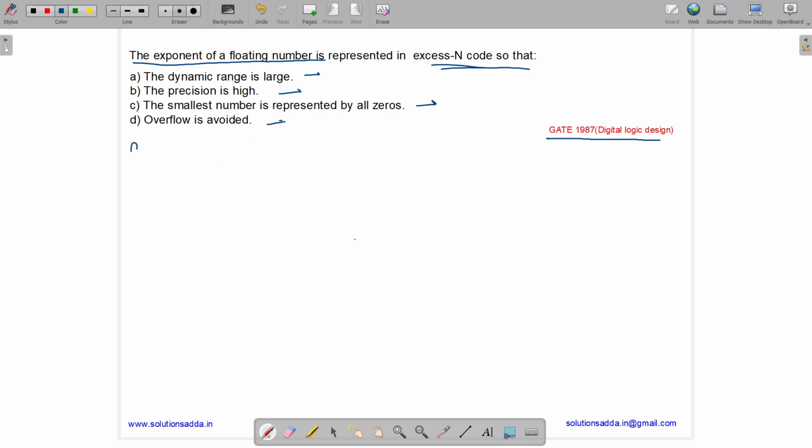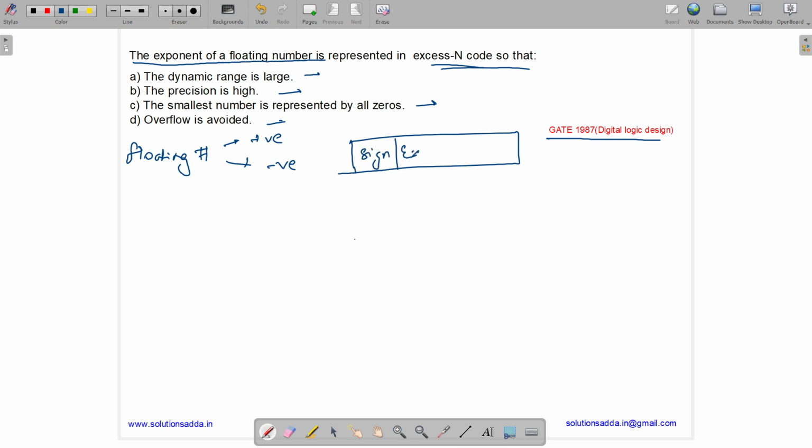So when we have a floating number, there can be two cases: either we have a positive number or we have a negative number. We are using the standard representation with three fields: sign, exponent, and mantissa. When we have positive and negative numbers, we need to handle the negative number case.